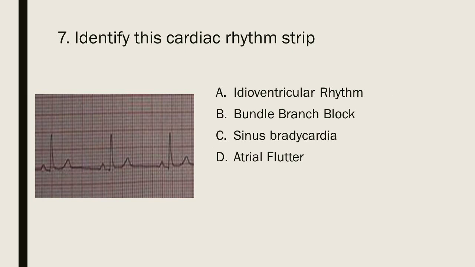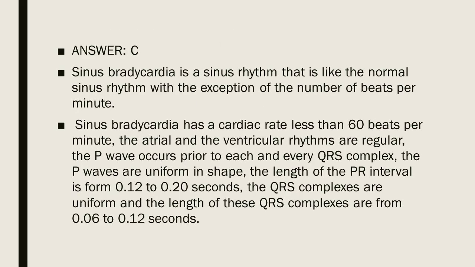7. Identify this cardiac rhythm strip. Idioventricular rhythm. Bundle branch block. Sinus bradycardia. Atrial flutter. Answer, C.